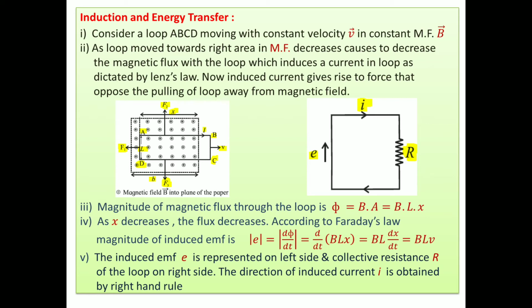Now what happens there? As soon as this loop is moving, the charges inside the loop experience a Lorentz force and they move in a particular direction. Means electrons are moving in an anti-clockwise direction, and in a clockwise direction current is set up. It is given by the right hand rule, which was taken in chapter 10.